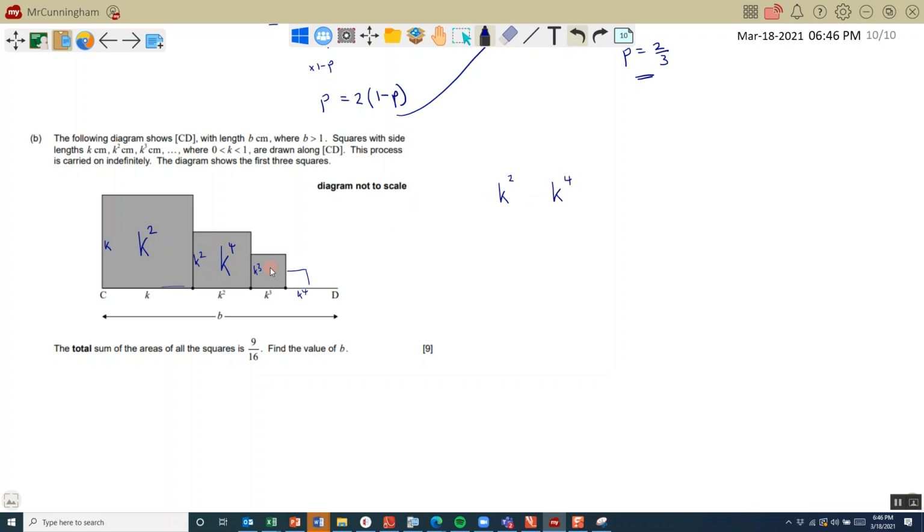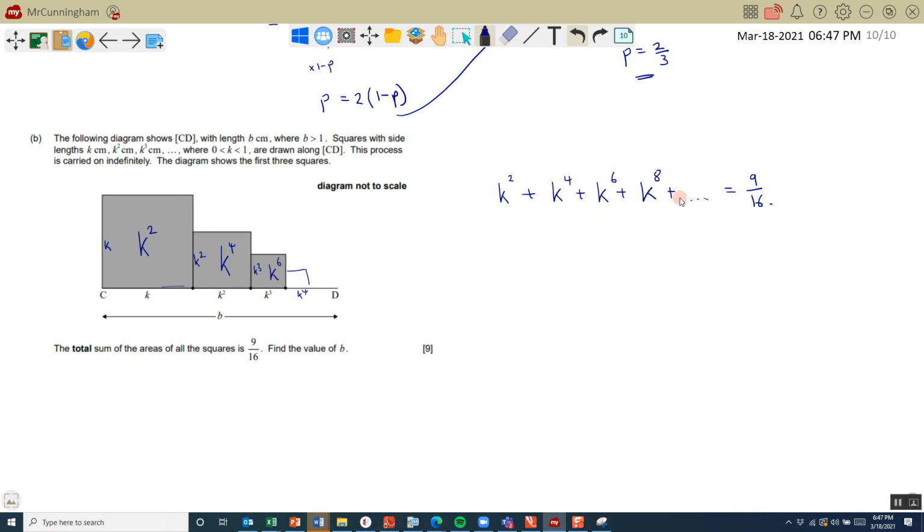The area of this is k cubed times k cubed, which is k to the 6. The area of this one would be k to the 4 times k to the 4, which would be k to the 8. So remember your rules of indices, you add the indices when you're multiplying. And if I know that the total sum of the squares is equal to 9 over 16, so if I was to add up these areas, and this sequence is going to keep going indefinitely, the sum is going to add up to 9 over 16.